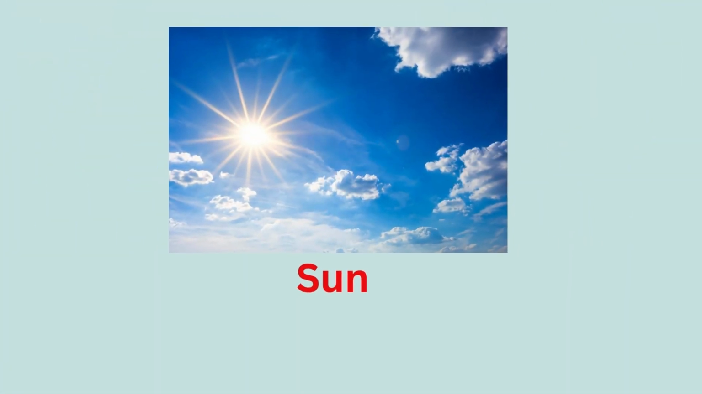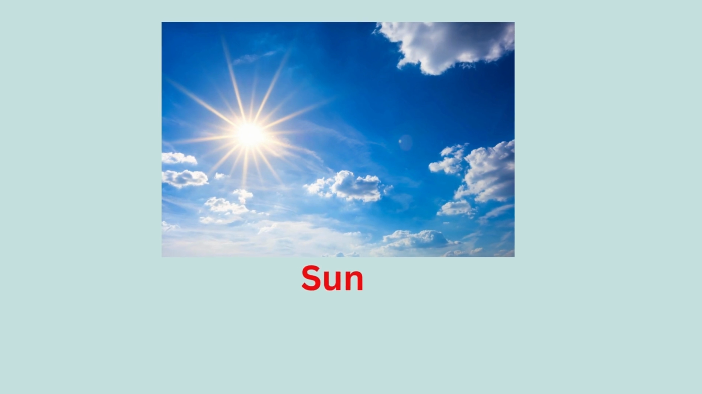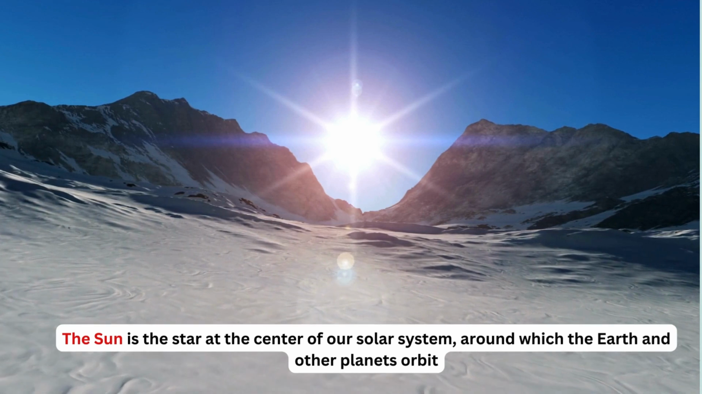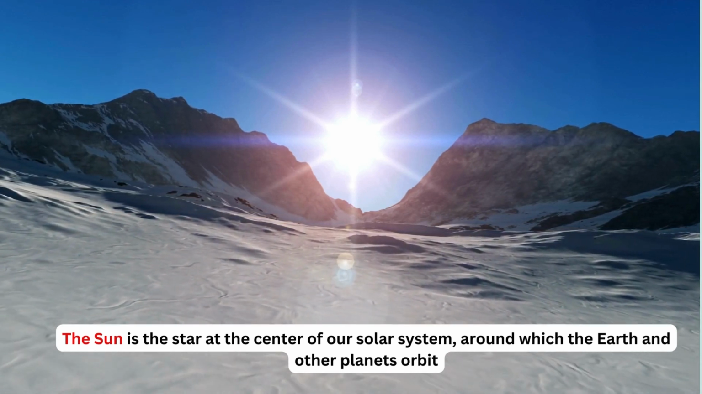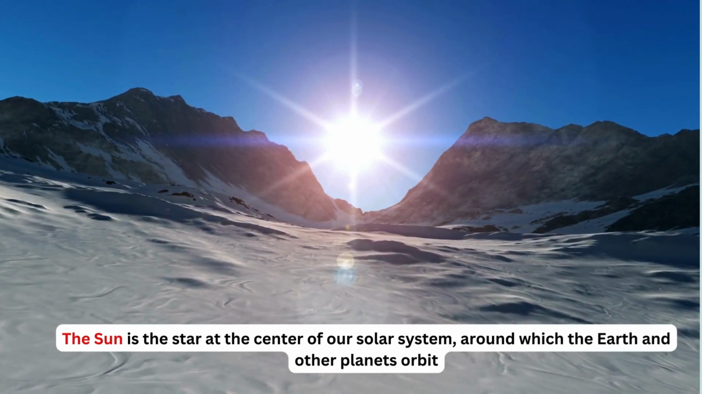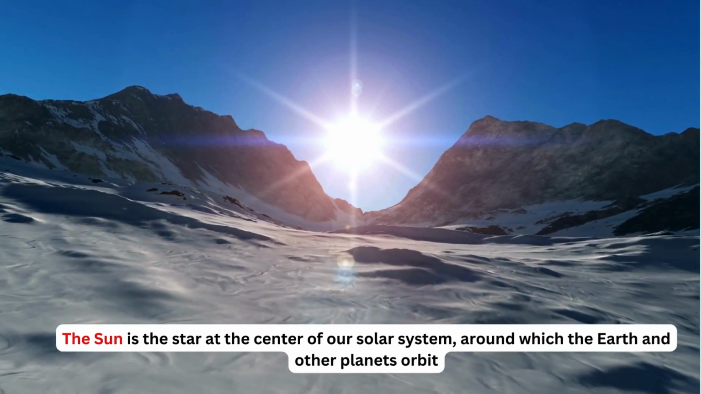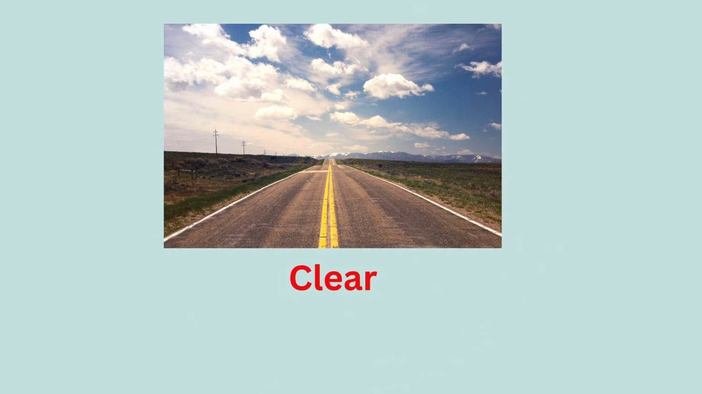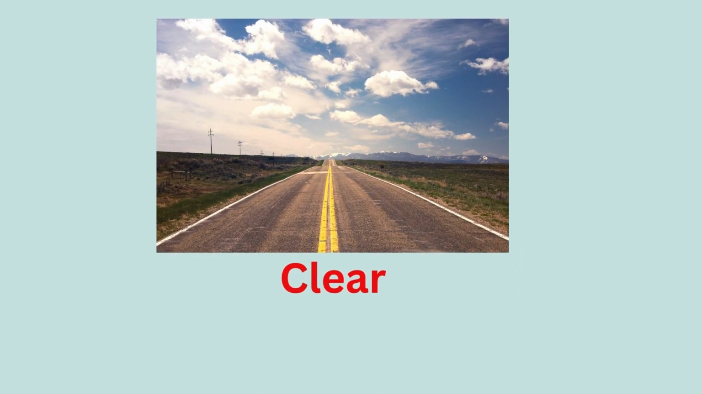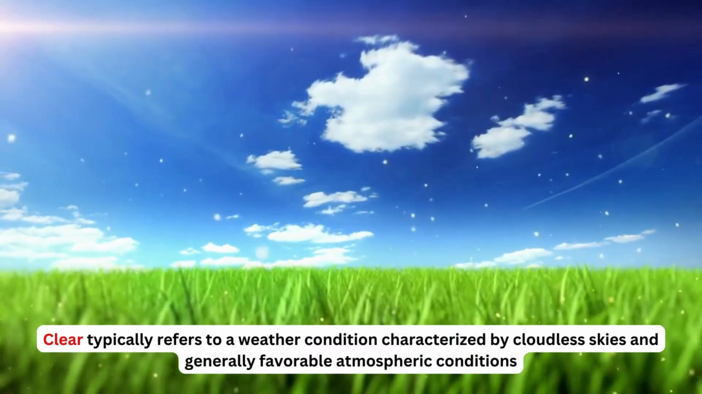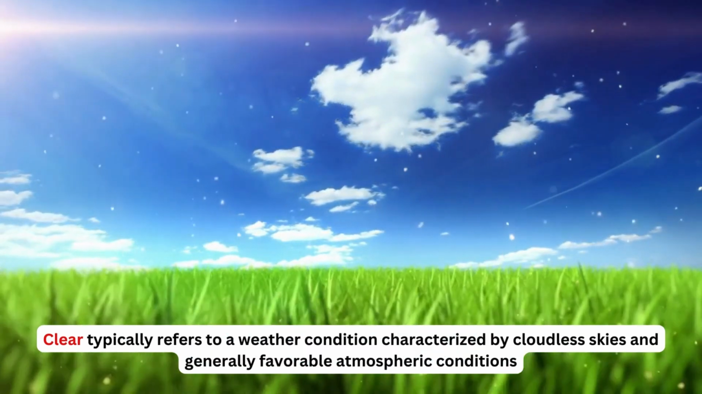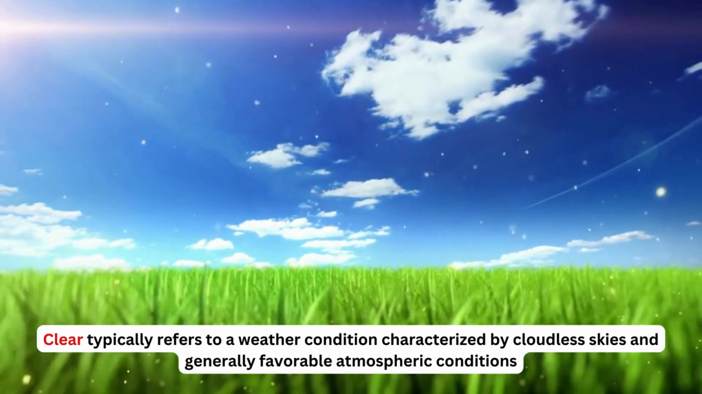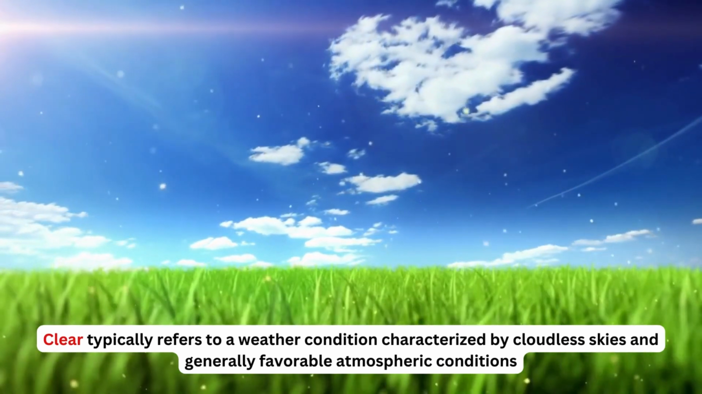Sun. The Sun is the star at the center of our solar system, around which the Earth and other planets orbit. Clear. Clear typically refers to a weather condition characterized by cloudless skies and generally favorable atmospheric conditions.